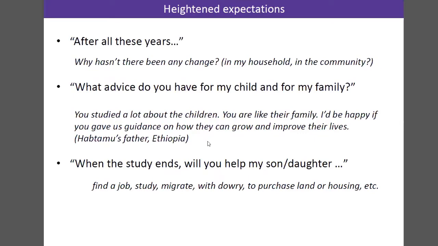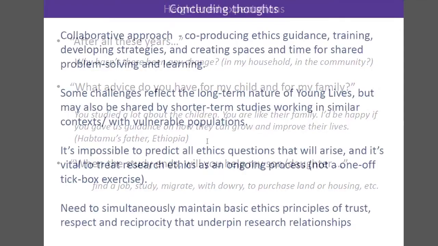So participants say things like, after all these years, why hasn't there been any change in my household, in the community? As I mentioned, what advice do you have for my child and my family? You studied a lot about the children. You're like their family. I'd be happy if you gave us guidance on how they can grow and improve their lives. And then questions about when the study ends, will you help my son or daughter do various things, find a job, study, migrate, help me with the dowry, purchase land or housing, and so on.